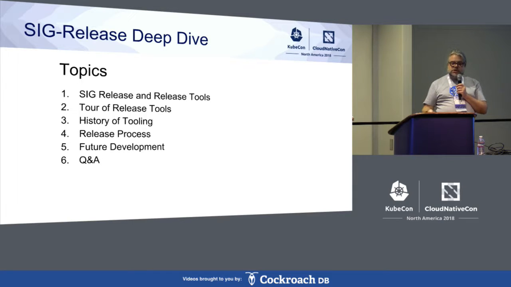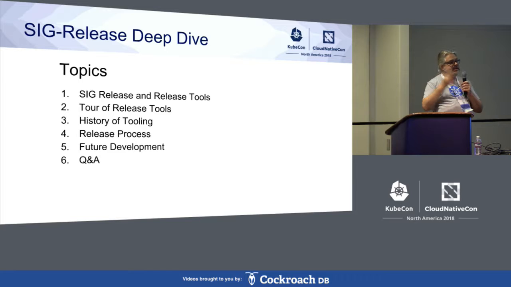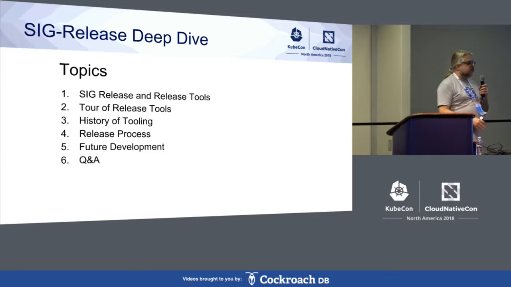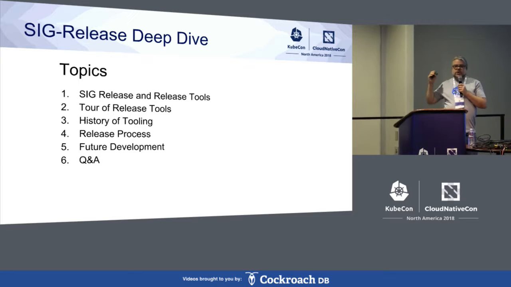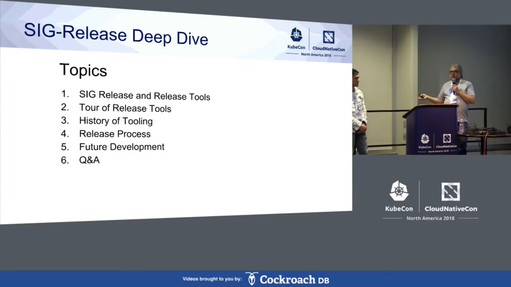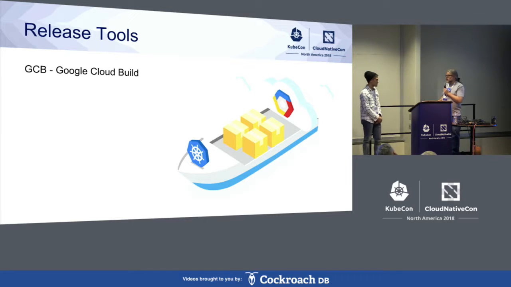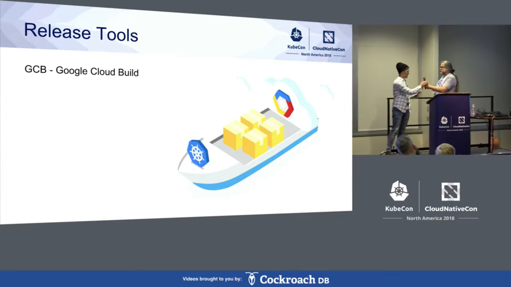We're going to talk about SIG Release and the release tools. There's going to be a tour of the release tools. There's going to be sort of a history of how we got the tools that we have now. Talk about how the code, binary release process works, and then what the future is going to be, and then some Q&A. This is a deep dive, so we're specifically focusing on release tools and not on the other things that SIG Release does, like mentorship and feature management and all those other things that SIG Release also does at different parts of the cycle. Let's get on with the release tools. So, Chuck, you want to go ahead and tell us what tools we have?